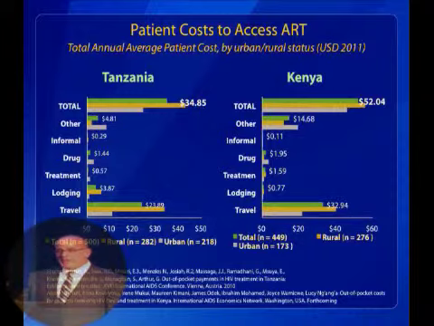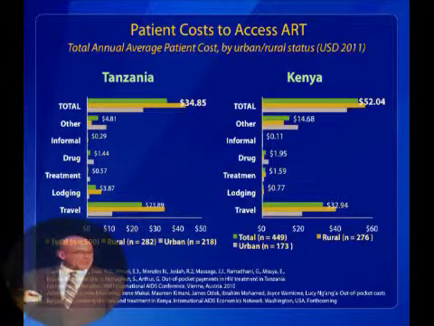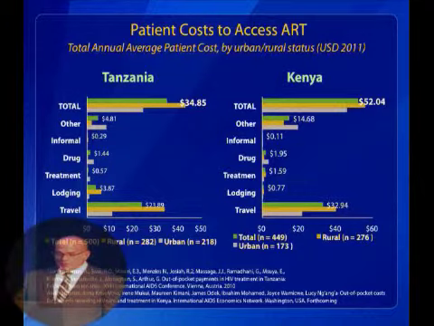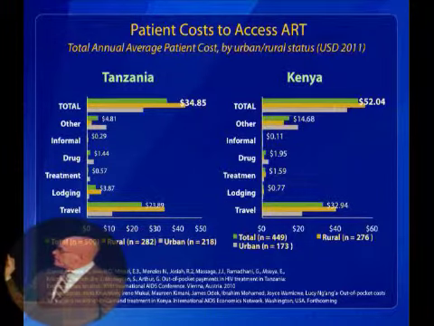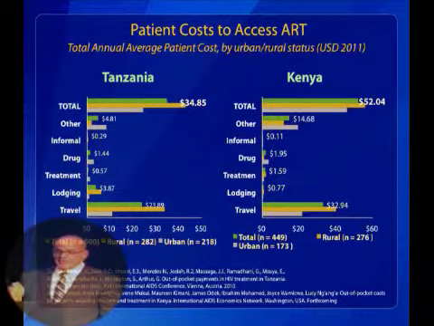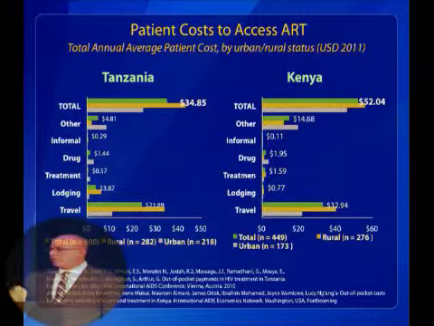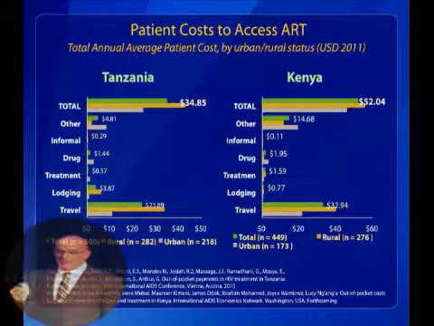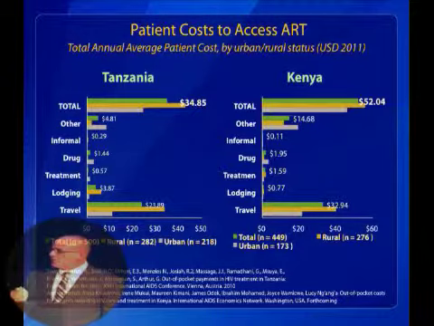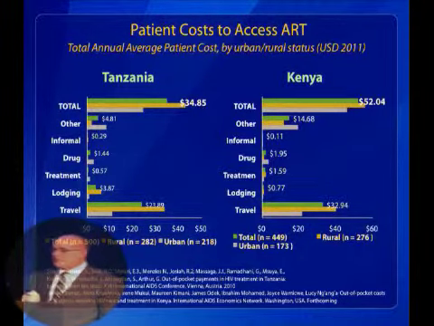The other piece, finally, to put on the table, because I think it's going to keep coming up in terms of access here, is the work done by Andres Baruti and others in Tanzania and Kenya, looking at the patient cost, the direct cost to patients for accessing treatment. In Tanzania, nearly $35 per patient per year, much higher in rural areas than urban areas, as you might expect. In Kenya, nearly $52 per patient per year.